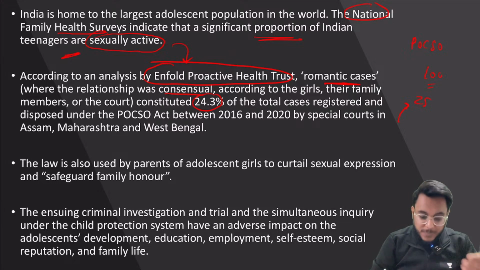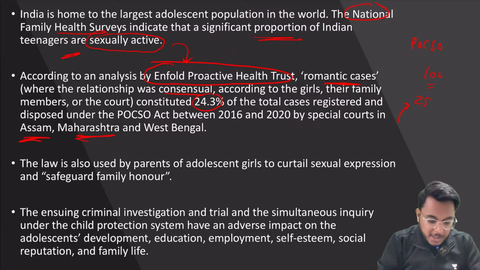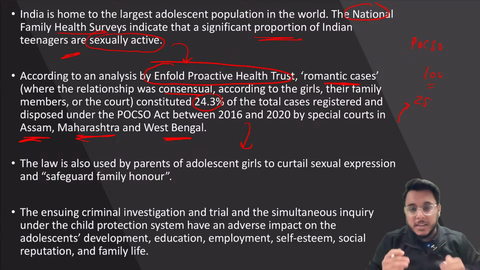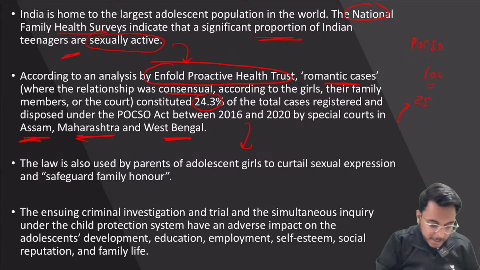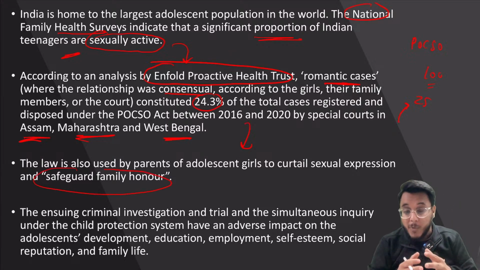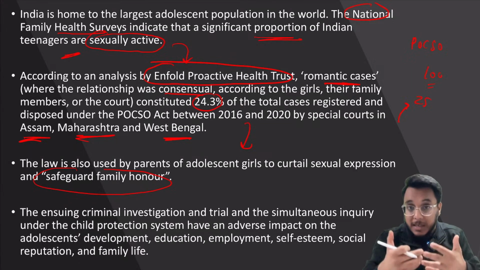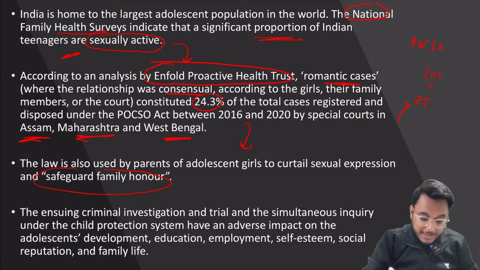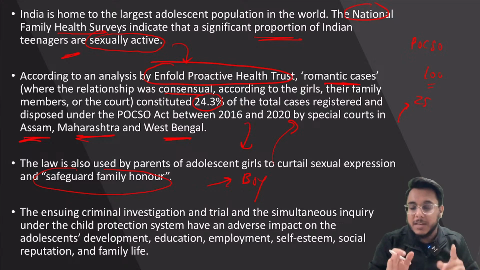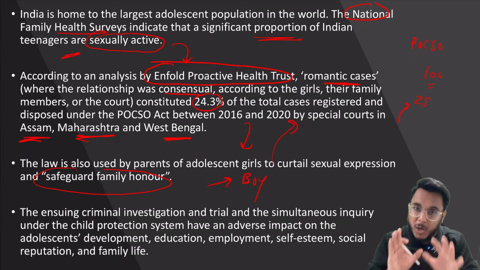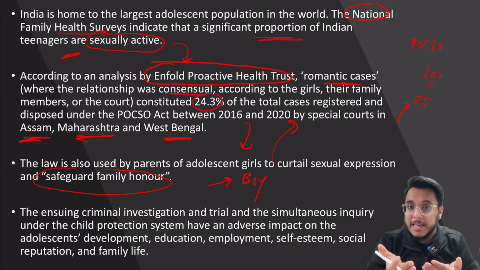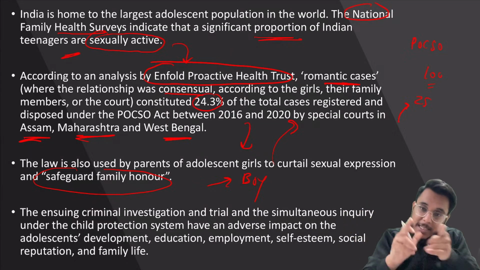Now, this data is from the special courts of Assam, Maharashtra and West Bengal. Now, guys, the article is talking about how the POCSO Act is being used by families to safeguard their family honor. So when the family comes to know that their daughter has made any sexual relation, then they charge the boy under the POCSO. Number one thing, remember that the POCSO is applicable to both boys and girls. Even if sexual harassment of a boy has happened, and the boy was less than 18 years of age, then the person who harassed the boy will also be charged.